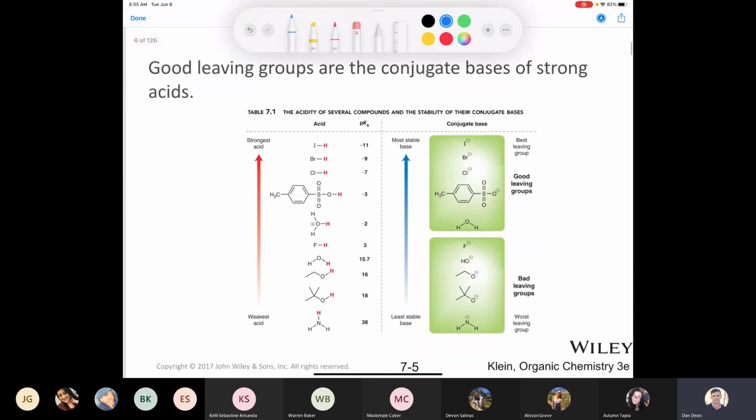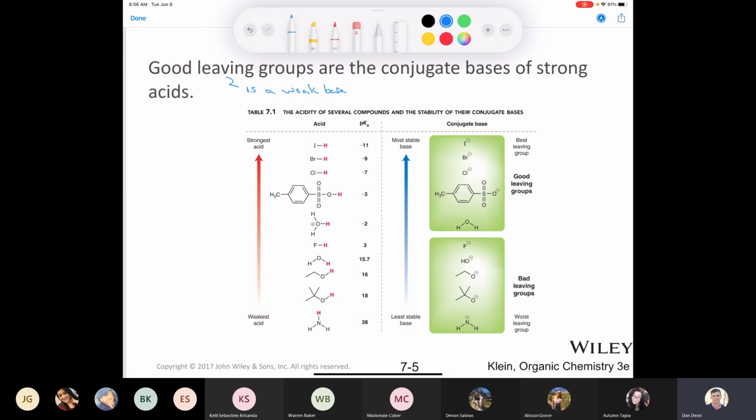So, scientists love to put things in tables, so that we can just look at it and get the 30,000-foot view. So this is a table. Table 7.1 comes straight out of your textbook, and it says that good leaving groups are the conjugate bases of strong acids. So you've heard me say that several times. Now you have it in writing. Another way you could say it is that a good leaving group is a weak base, right? Think about it. If it's the conjugate base of a strong acid, it's going to be a weak base.